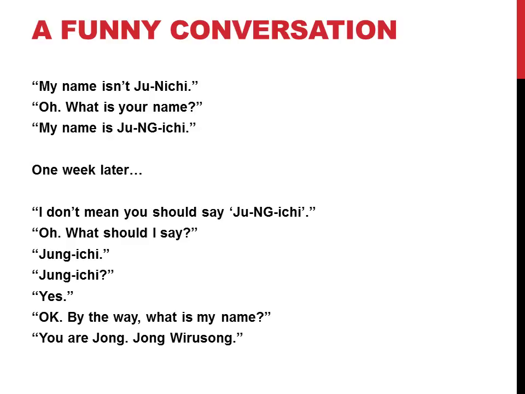So next week when I was reading out the register, I called other people's names, and when it came to his name, I said it again. And no, that didn't work either. He was there at the end of the class again. "I don't want you to say that." Oh, right, okay, so what should I do? He said, "I wanted to say Junichi." Okay, yes, that's what I wanted to say. I said, okay. Oh, and by the way, I asked him, what is my name? And he said, well, you are Jong. You are Jong-Wilson. All right?